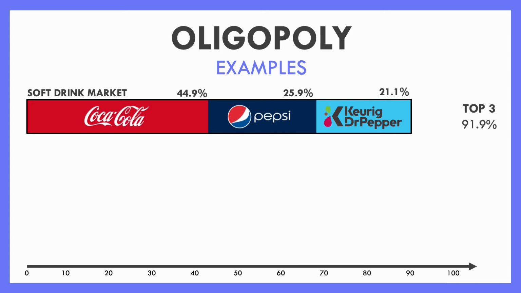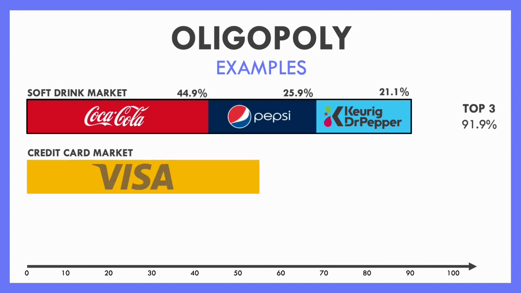Another one that's kind of interesting is the credit card market. I'm not saying Capital One or Chase or Fifth Third or whatever, but rather who are the ones extending that credit. Maybe you've heard of Visa. Visa owns 54% of the market, meaning 54% of transactions done with credit cards are Visa credit cards.